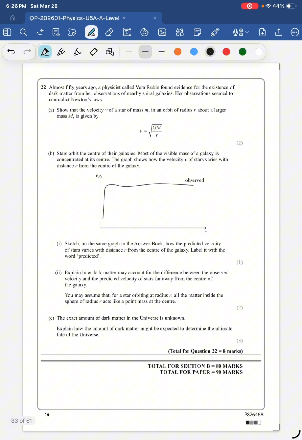Okay, and the final question is 22. This was a long test. Okay, almost 50 years ago, a physicist called Vera Rubin found evidence for the existence of dark matter from her observations of nearby spiral galaxies. Her observations seemed to contradict Newton's laws. A. Show that the velocity v of a star of mass m in an orbit of radius r about a larger mass M is given by the square root of G times the larger mass M over r.